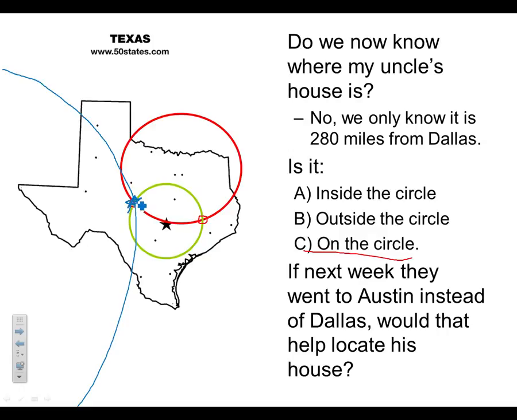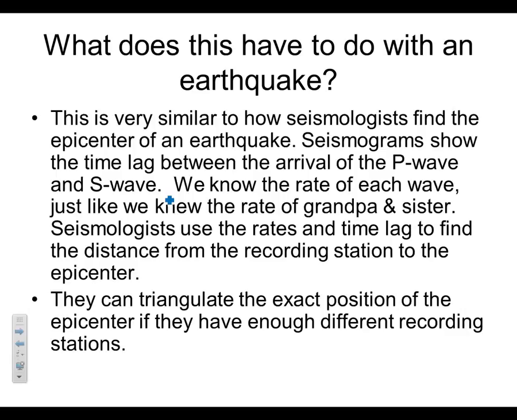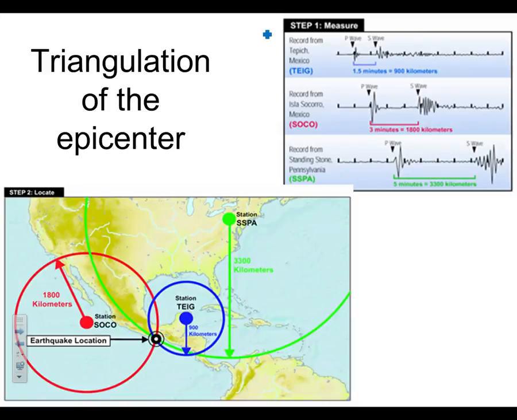This is what we do to find the center, or epicenter, of an earthquake. This is called triangulation because you need at least 3 seismograms to find the earthquake. Like I said, this is basically exactly what we do to find the position of the epicenter. We look at 3 seismograms and we find the time lag.